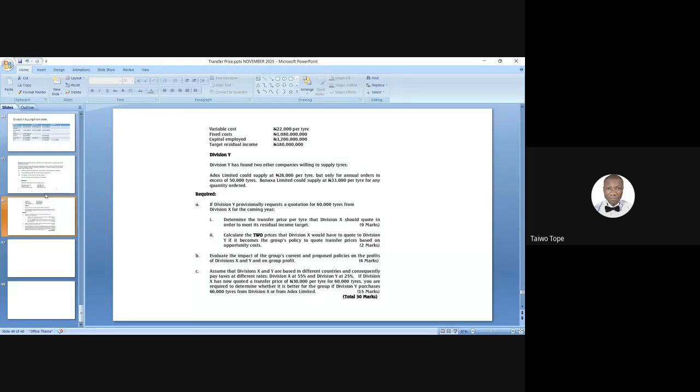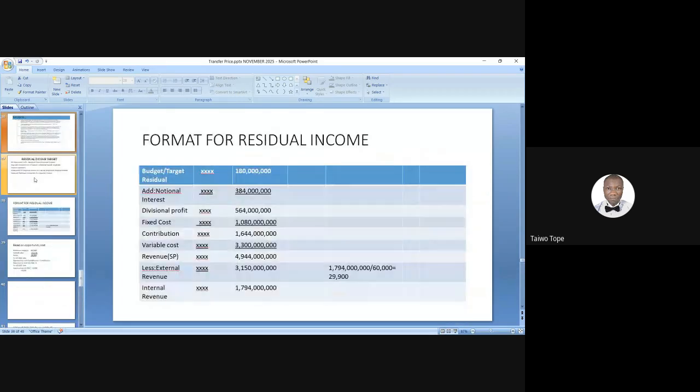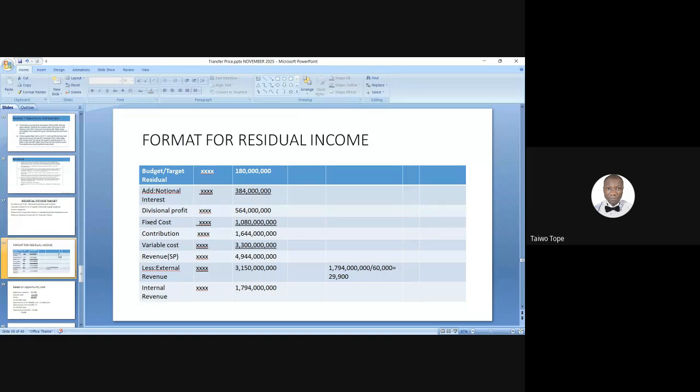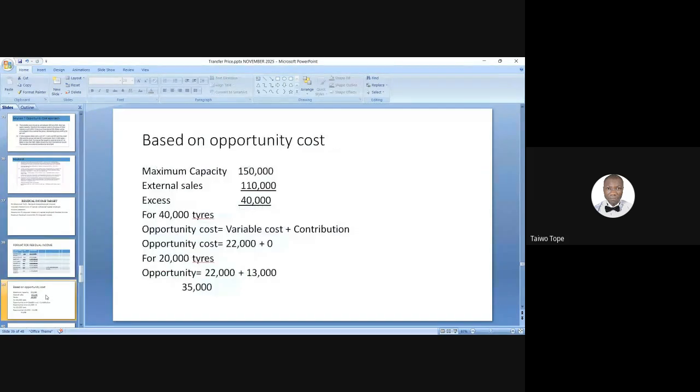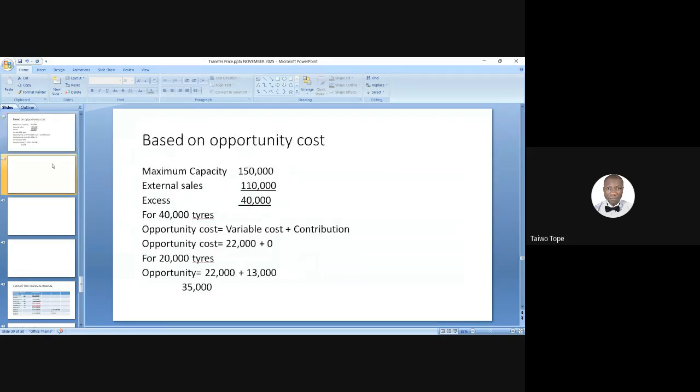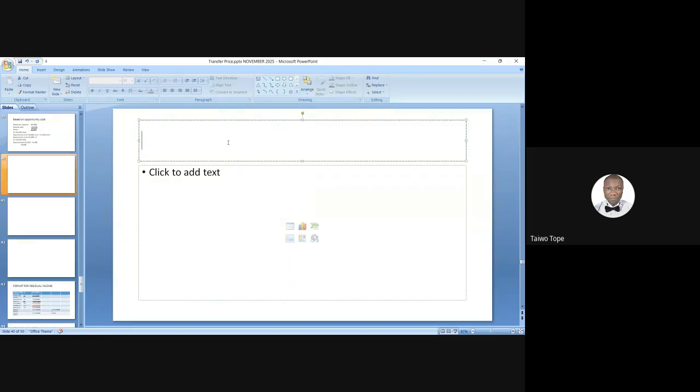So let's see what to do at this point. We're going to present it in a table, similar to what we did yesterday. We'll apply that same concept: division Y buying from division X.